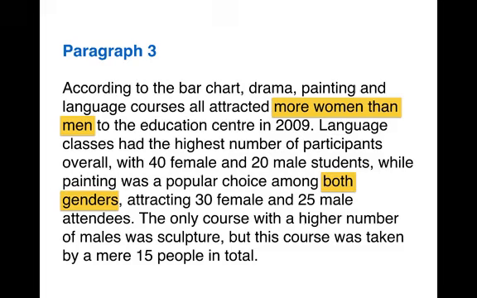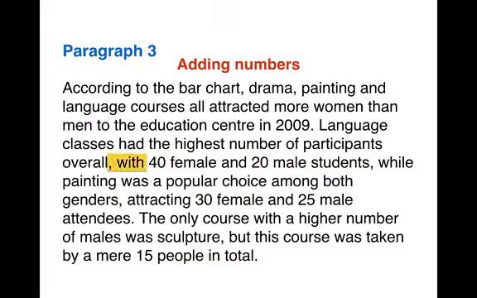And let's look at the numbers I've used. 40 female and 20 male, 30 female and 25 male, and 15 people in total. So there's 5 different numbers mentioned there. That's enough for one paragraph. One more thing to point out is about adding numbers on the end of sentences. Notice I've used with after a comma to add the numbers. We had the sentence, language classes had the highest number of participants overall. That's a complete sentence, but then if I want to add the actual numbers, I can put comma with 40 female and 20 male students.